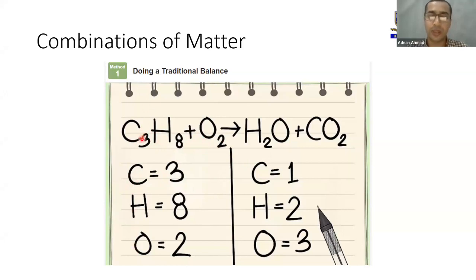Now count the total number of each atom. So we have 3 carbons, 8 hydrogens, and 2 oxygens, right? And on the right-hand side, we have 1 carbon, we have 2 hydrogens, and we have 3 oxygens. So you can see there is a difference between this side and this side. So we want to make it equal, and let's see how do we do it.